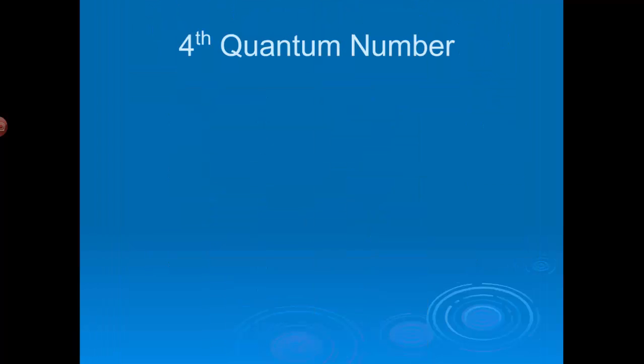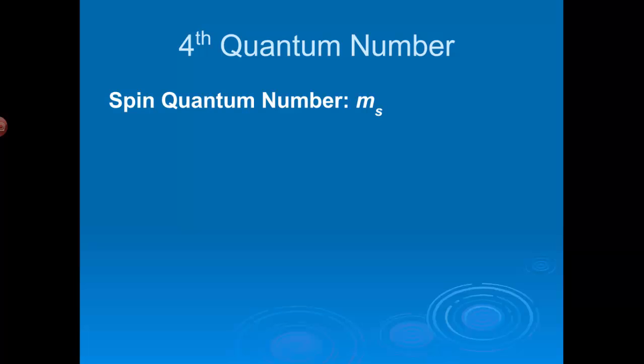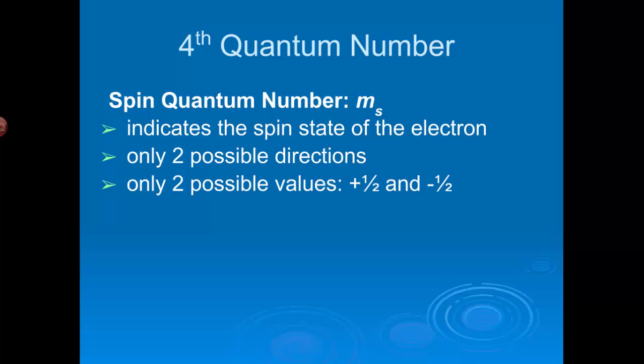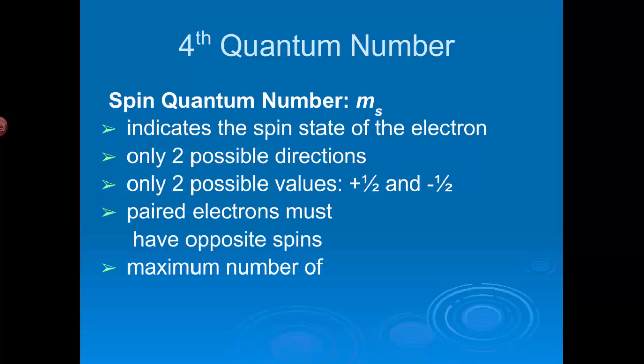Okay? The fourth quantum number allows us to distinguish between the 2 electrons in the same orbital. It's called the spin quantum number, m sub s. It has 2 possible values. Okay? Plus 1/2 and minus 1/2. Don't worry about what the 1/2 means. The plus and minus are the only important things there. Okay? Paired electrons, if they're paired up in an orbital, they have to have opposite spins. And since the maximum number of electrons in any orbital is 2, they have to be spin opposite.